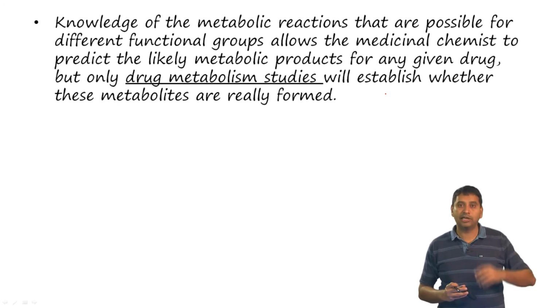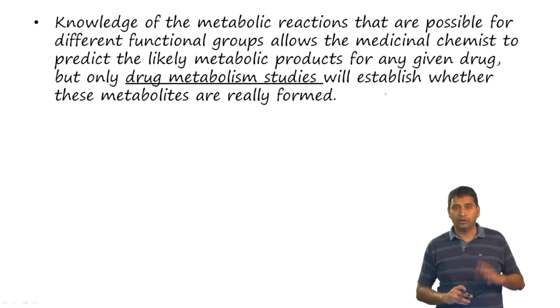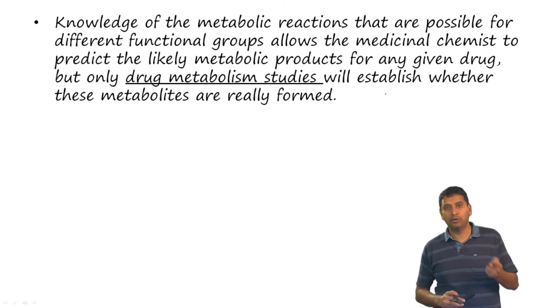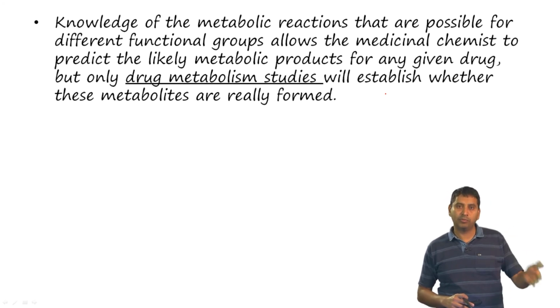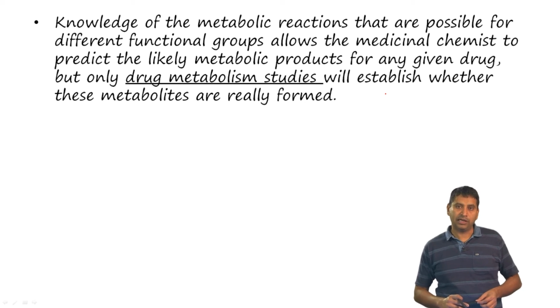So, knowledge of the metabolic reactions that are possible for different functional groups allows us as medicinal chemists to be able to predict the likely metabolic products. So, for example, if I have a nitro group in my drug, then I can somewhat predict that it is going to undergo reduction, or if I have a ketone, then I can also suggest that it might get reduced to the alcohol, right. So, therefore, it is very important that we recognize this and understand how these processes occur.